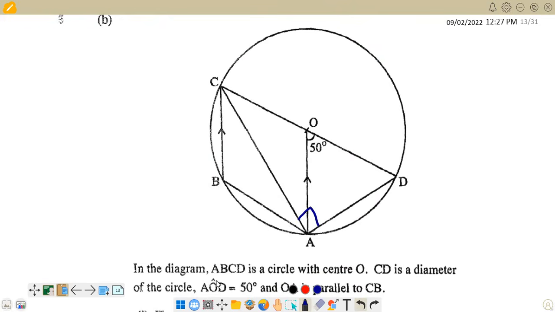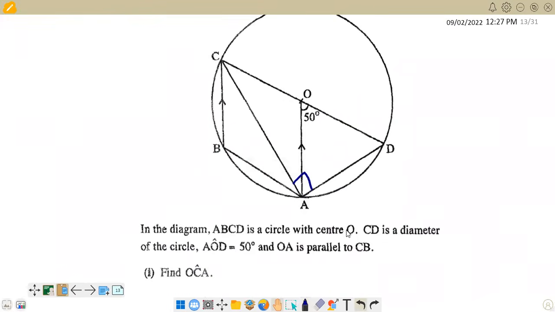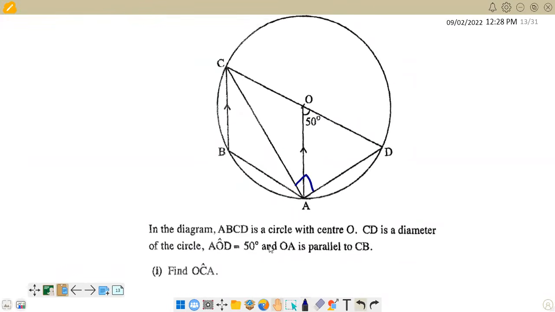Then we are given AOB, let me just try to adjust this side a little bit. Okay, we are given also that AOB is 50 degrees and OA is parallel to CB. So O to A is parallel to this one. So we're going to use the concept of parallels and so forth. Okay, so let's see the first question. Calculate or find OCA. So you need to find angle O to C to A, this angle here. All right, this is your OCA.